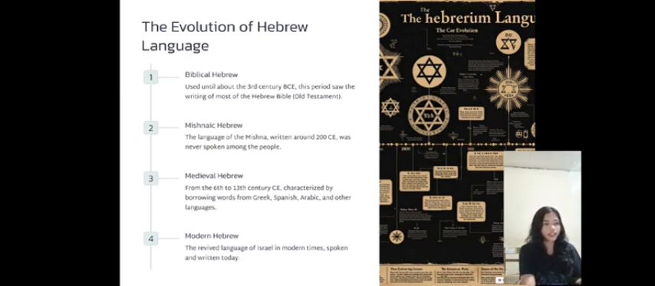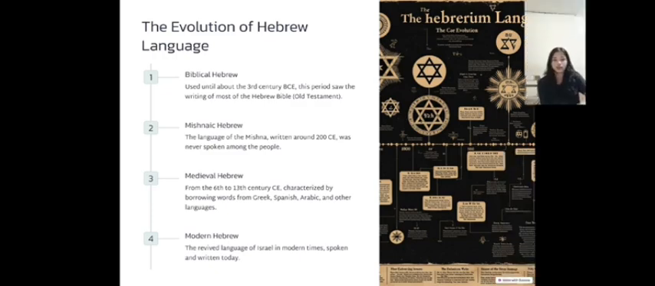Third, we have medieval Hebrew, from about the 6th to the 13th century CE, when many words were borrowed from Greek, Spanish, Arabic, and other languages. And lastly is modern Hebrew, the language of Israel in modern times. Like what I said earlier, Hebrew is declared the official language of Israel. Generally, scholars agree that the oldest language in the Bible is Hebrew. An example is the Song of Deborah in Judges chapter 5.